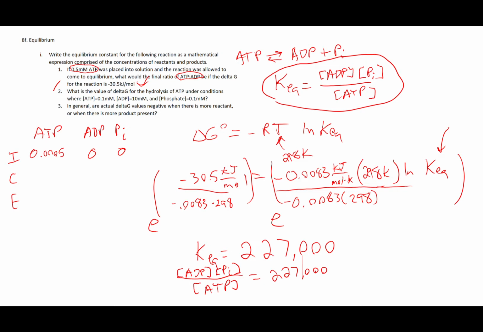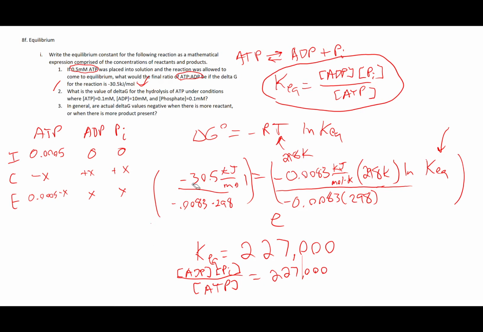Well, in order for this system to come to equilibrium, we have to lose some ATP, and for every ATP we lose, we're going to gain 1 ADP and 1 phosphate, because of the stoichiometry of the reaction. But we don't know how much. That's what we're after, at least in part. So we're going to lose X amount of ATP and gain X amount of ADP and phosphate. So our equilibrium concentrations are going to be 0.0005 minus X for ATP, and then just X for ADP and phosphate.